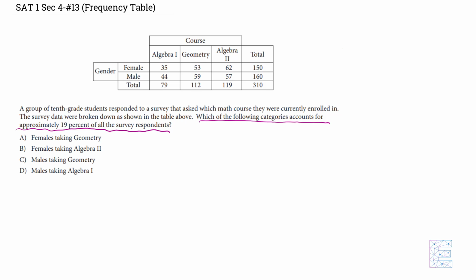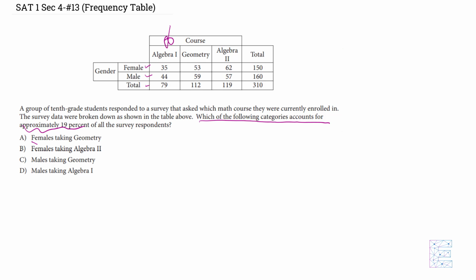Once again, this is a two-way frequency table. Real quick, we have gender, which is male or female, and a grand total. And then as far as columns are concerned, the topics are Algebra 1, Geometry, Algebra 2, and the grand total. So this is slightly different in that we're not looking for a number answer, right? We're given the percent, we're given the ratio. And I think the best way to approach this is just look at each choice one by one and determine if it makes sense or not.